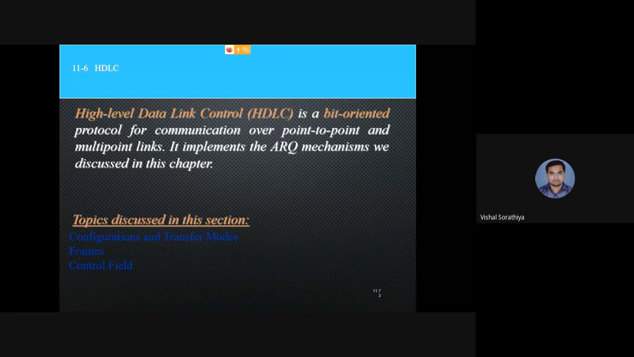It implements the ARQ mechanism, automatic repeat request, as we have discussed in this chapter. Whatever the automatic repeat request, either Go-Back-N or Selective Repeat, depending upon the algorithm in that ARQ mechanism, this HDLC protocol is going to work. How it is applied, what the stuff is, how that packet is going to be returned, all types of examples we are going to discuss. But first we need to understand the configuration, the modes, frame, control fields, and all that stuff.